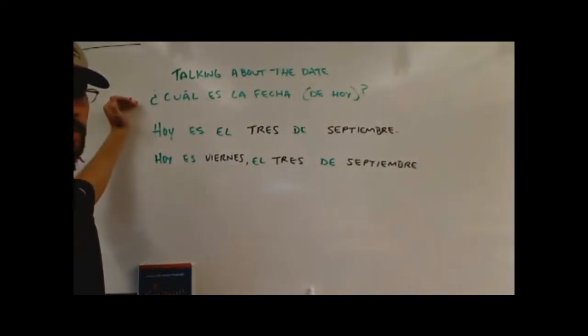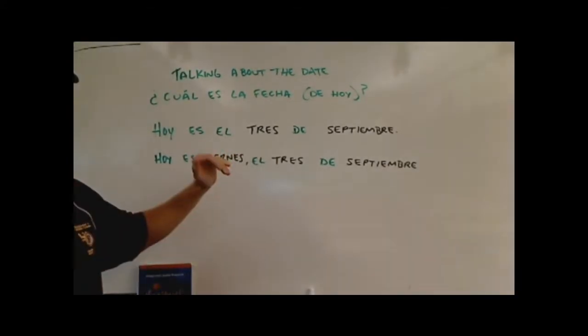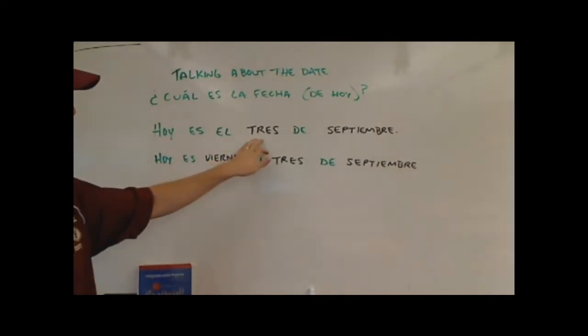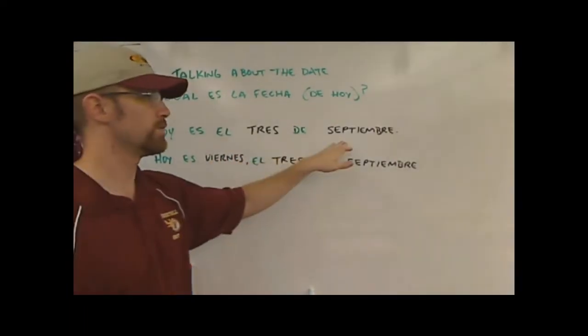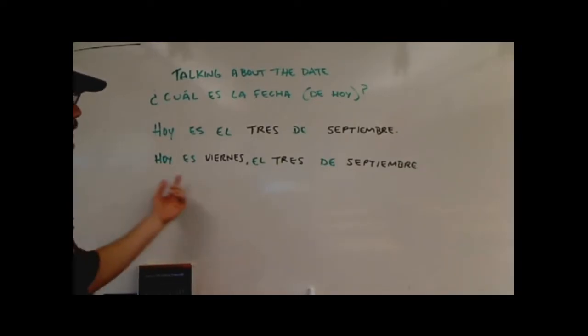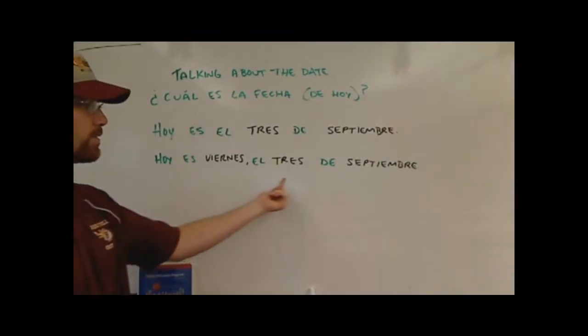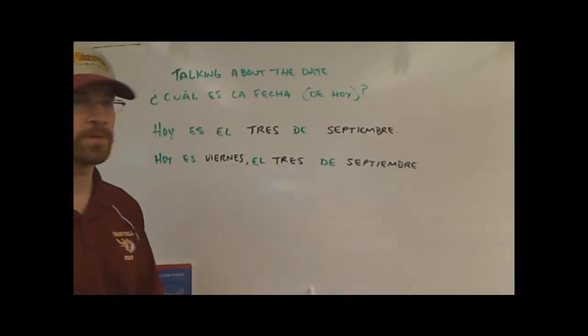To answer that question, ¿Cuál es la fecha?, there's two ways you could do it. You could say Hoy es el 3 de septiembre. For today is the 3rd of September. If you want to include the actual day of the week too, you could say Hoy es viernes, el 3 de septiembre. So today is Friday, the 3rd of September.